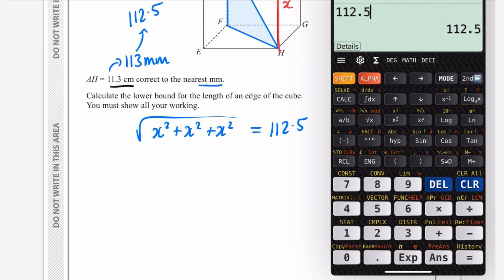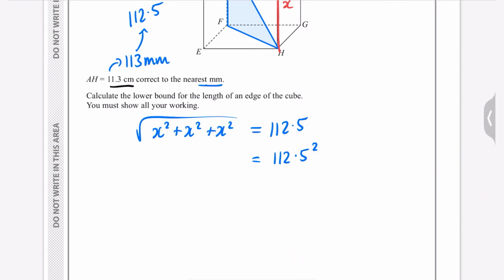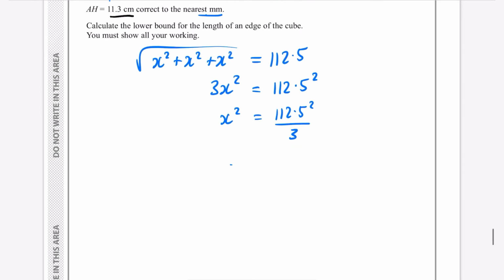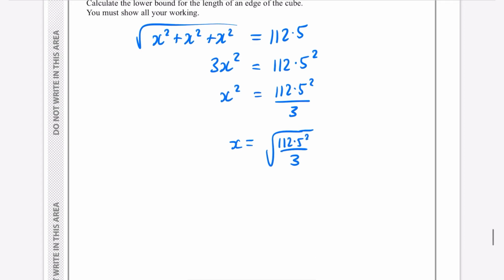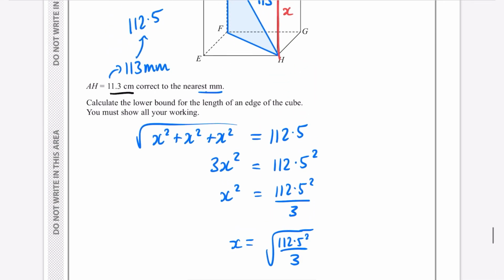I'm going to do 112.5 squared. That will get rid of the square root on this side, so that can then just be ignored. So we are left with 3x squared. So x squared is going to be 112.5 squared divided by 3, which means that x is the square root of 112.5 squared over 3. That's going to be the lower bound because we did the lower bound of this. If we wanted to do the upper bound, we would have done 113.5.